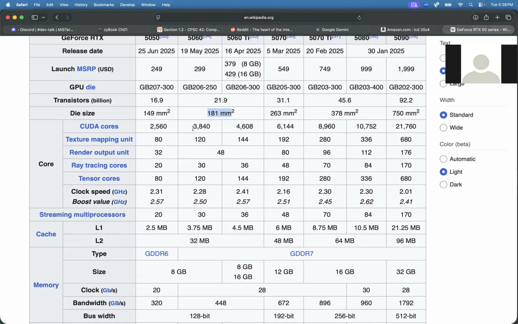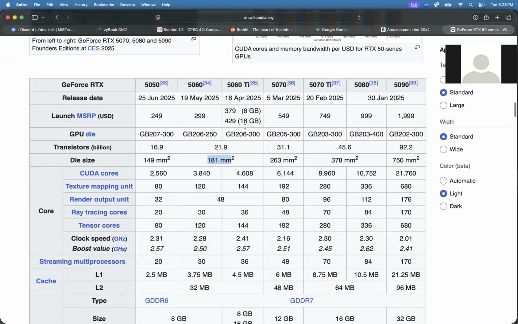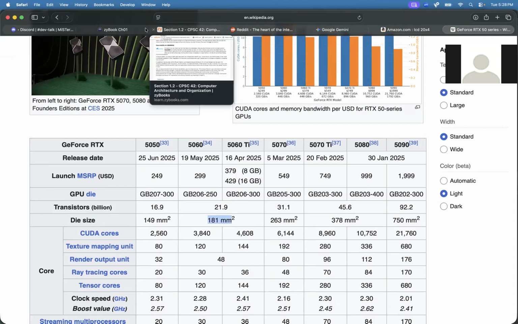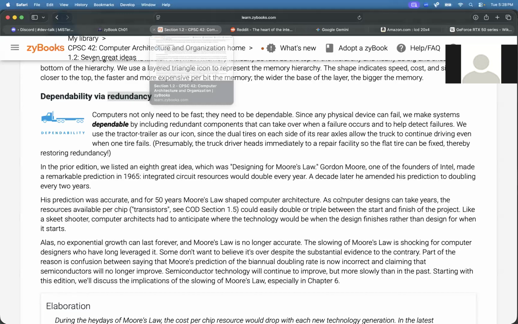But one has fewer cores than the other one. So they just disable broken parts. And that way they don't have to throw away the entire chip if a small problem is on it. They can just make it a slower GPU.